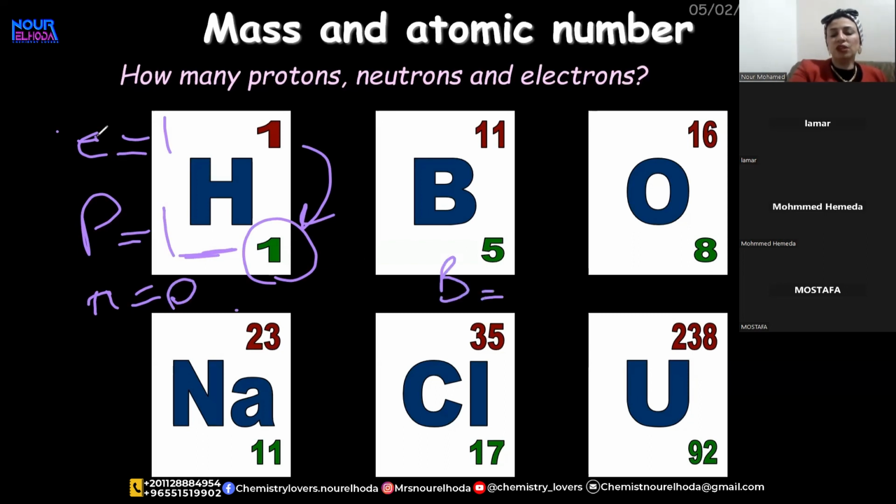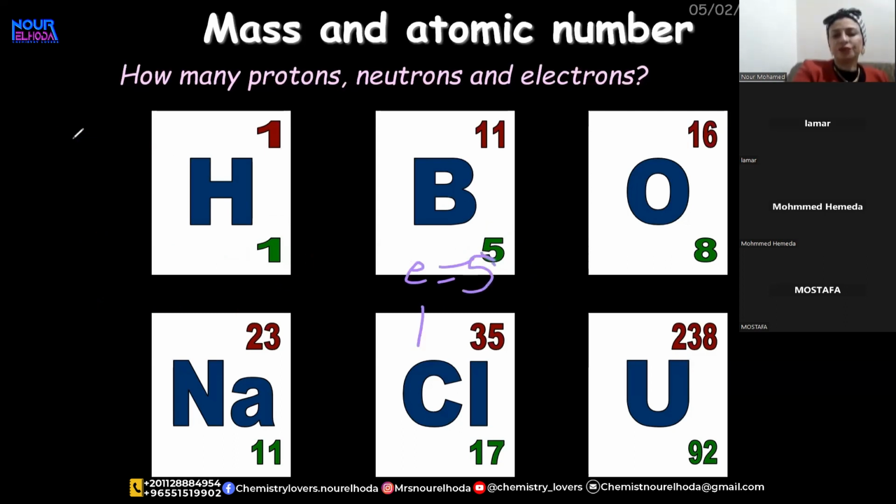Let's do this one. Boron is 5. This is the atomic number. And this is the electron. So for boron, the electron is 5. Again, the proton is 5. And if I want to subtract them to get the number of neutrons, it's going to be 11 minus 5. So it's going to be 6. Okay, and so on. I think this part is easy. No need to take time in this part. Type for any element.